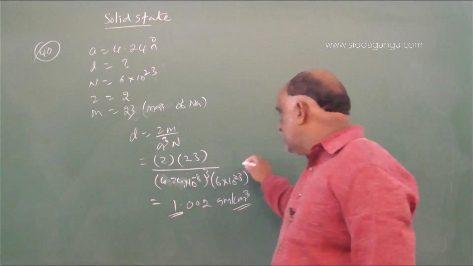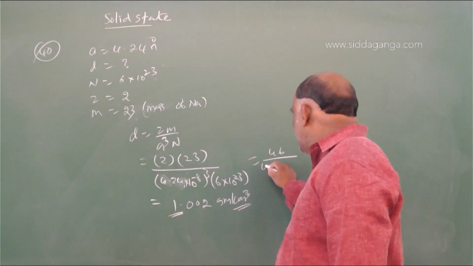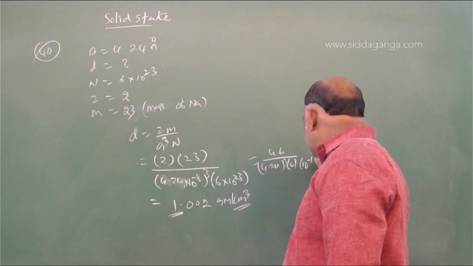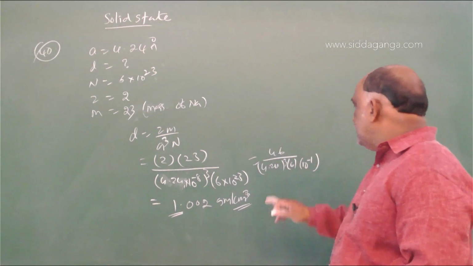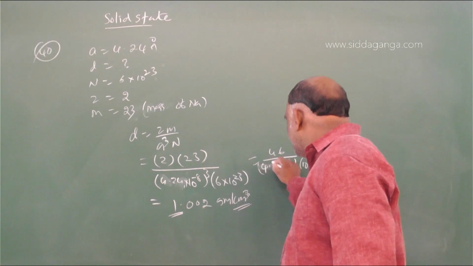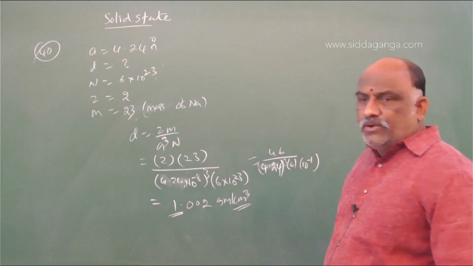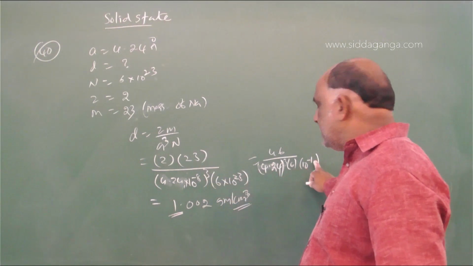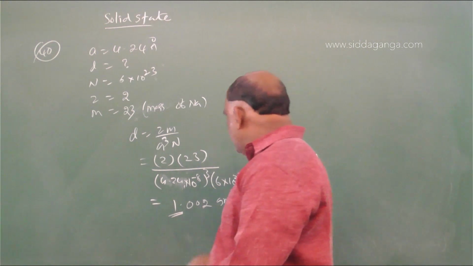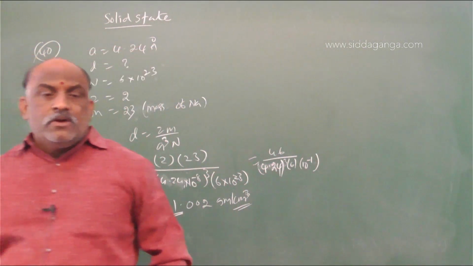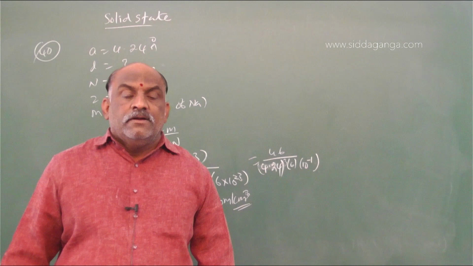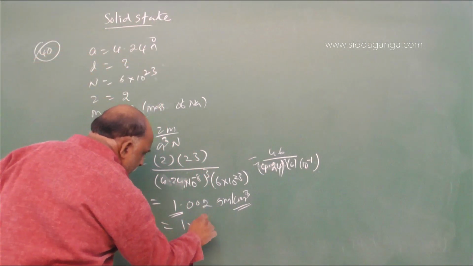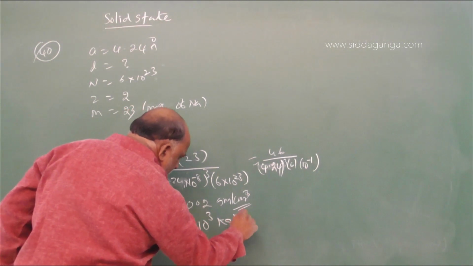On simplification of this total, 46 divided by 4.24 whole cube into 6 into 10 power minus 1, because 8 minus 3 is 24, 24 minus 23 means 10 power minus 1. On simplification, we will get 1.002 gram per centimeter cube, but the answer was given in kilogram per meter cube. So this is converted into kilogram, means 1 into 10 power 3 kilogram per meter cube.